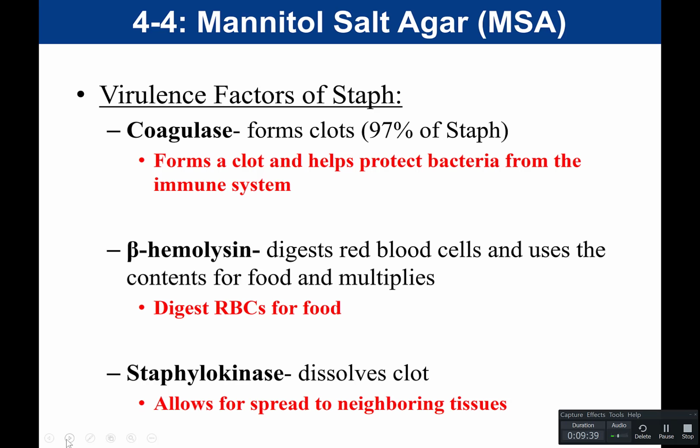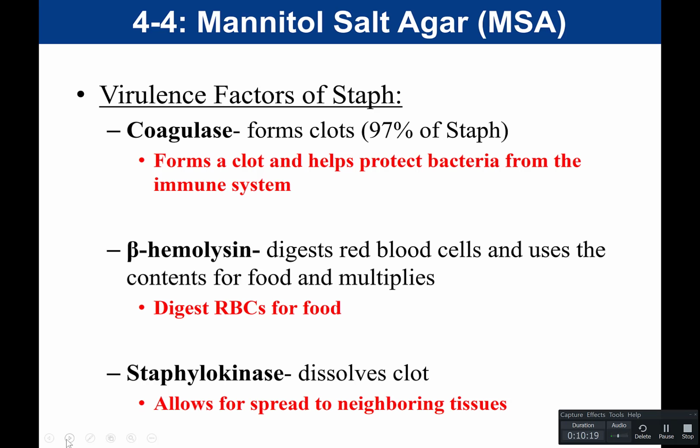Because if it's in your blood, for example, or in a cut, the blood flowing to the area is going to send white blood cells to fight that foreign invader. If staph is contained within a clot, it's going to help protect it from those white blood cells. Beta hemolysin is an enzyme that's used to digest red blood cells, and it uses the contents for food and multiplies. So again, this allows the bacteria to use the red blood cells for food.